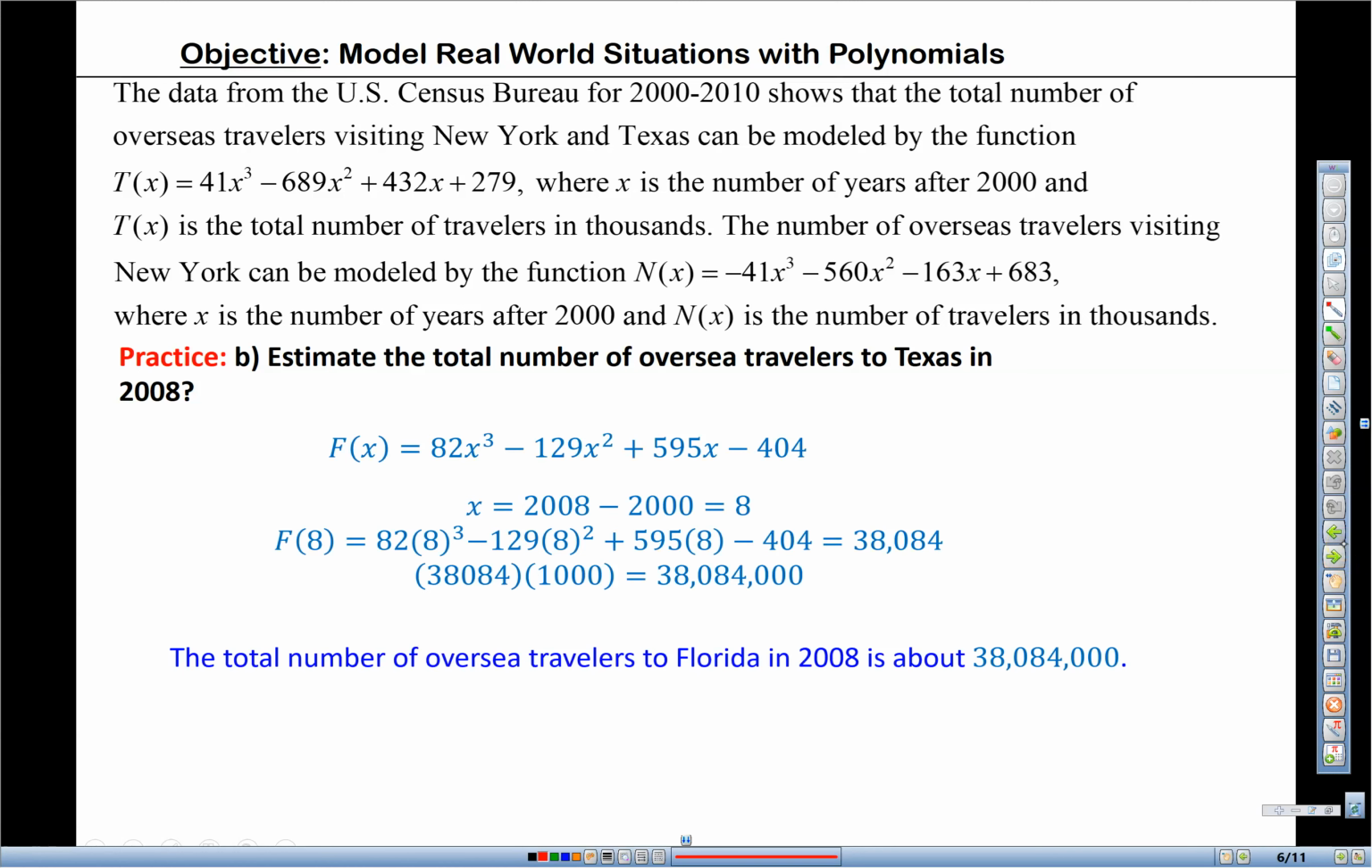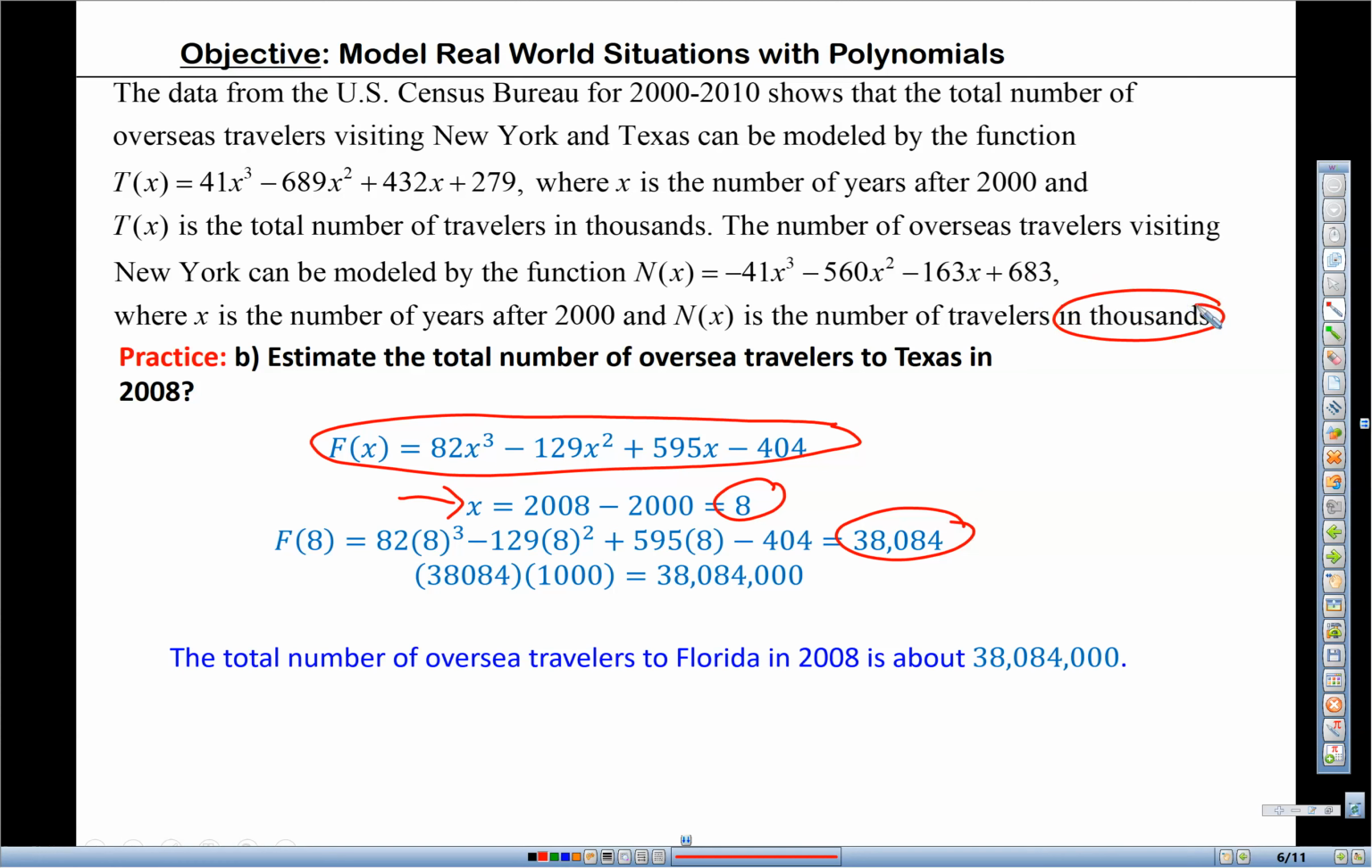So using our function f of x from part A, you should have determined that x would be 8. And then plugging in your 8, you should have gotten 38,084. And then again, hopefully you realized that T of x and N of x in the original problem represented quantities in thousands, which means so does f of x, since it's created using T of x and N of x. So you have to multiply by 1,000, and so we get about 38,084,000 in this case of visiting.